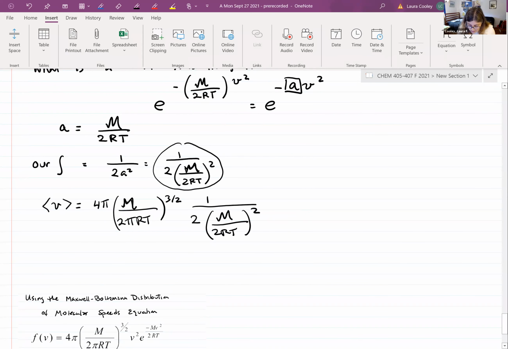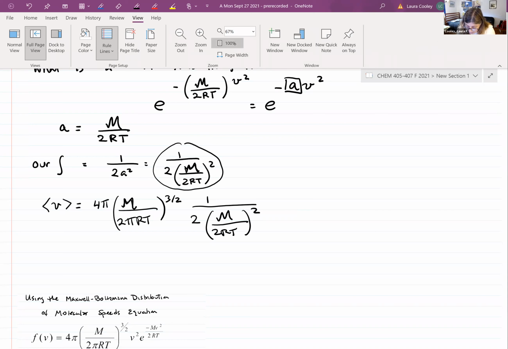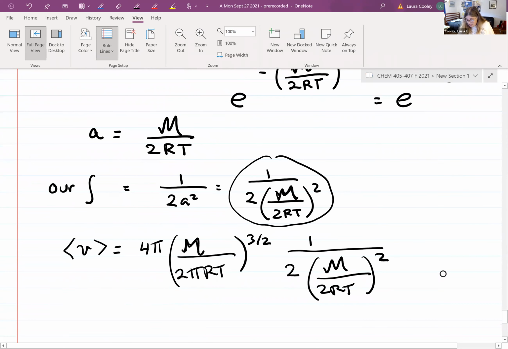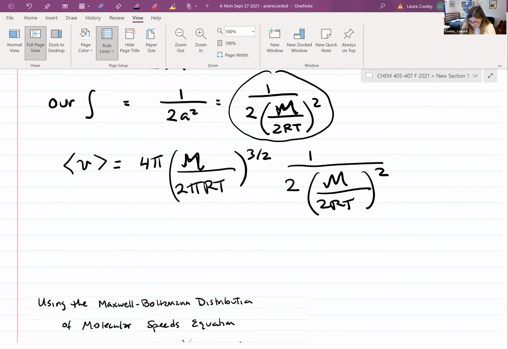So it remains now for you to simply simplify it. You can't hand this in. This is the answer, but you must simplify it.